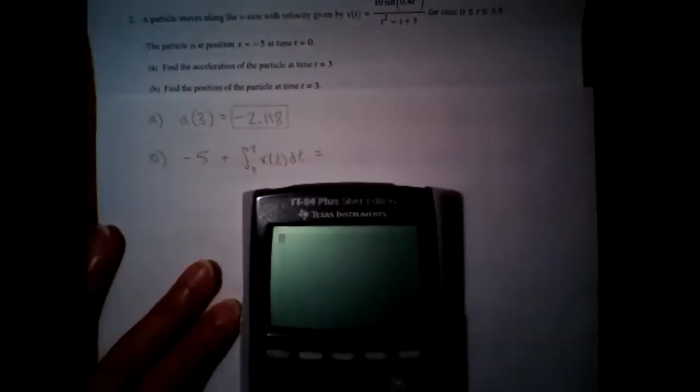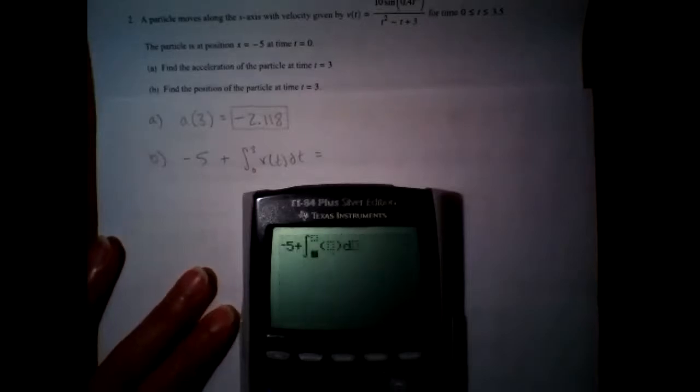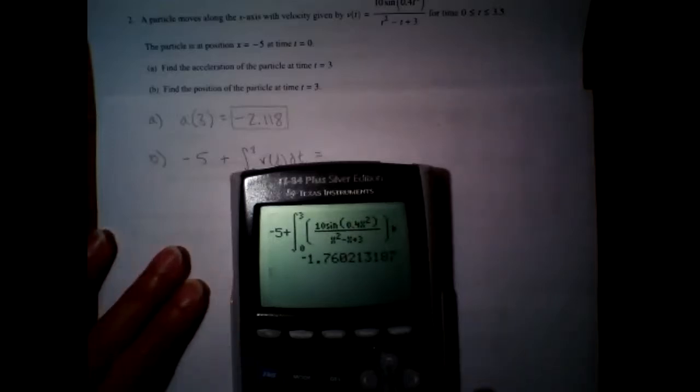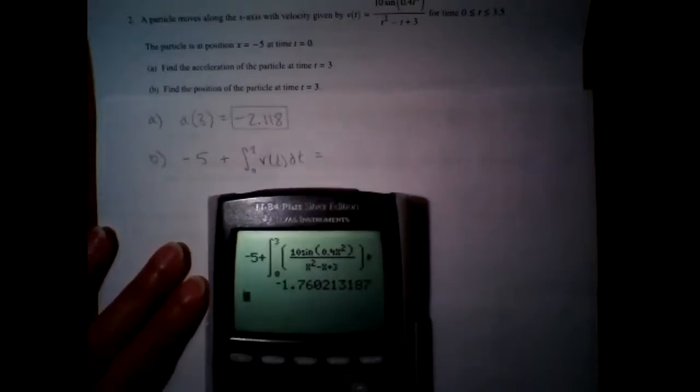So this is -5 plus the integral from 0 to 3. And then I'm going to have to type that function again. But again, this one's not too terrible. So -5 plus the integral from 0 to 3 of all of that dx. And that will give you your answer. So -1.760. You do need that 0 for it to be 3 decimal places.